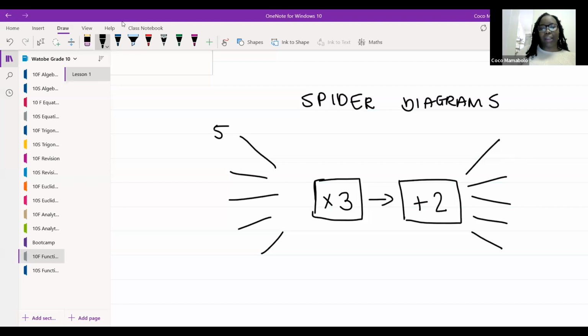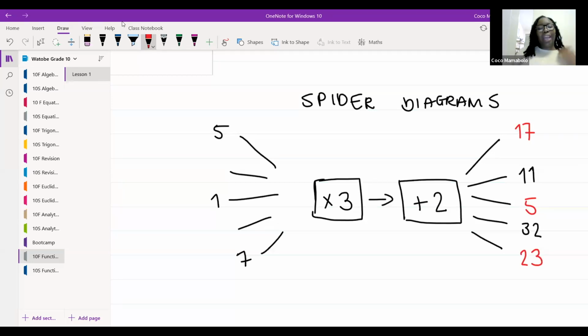We'd put a 5 here, a 1 here, and a 7 here, and you would have to feed these in, and on the other side they would give you a number. Over here I would put an 11, and over here a 32. For 5, I would figure out 5 times 3 is 15, plus 2 is 17. For 1, I would go 1 times 3 is 3, plus 2 is 5. For 7, 7 times 3 plus 2 is 23.